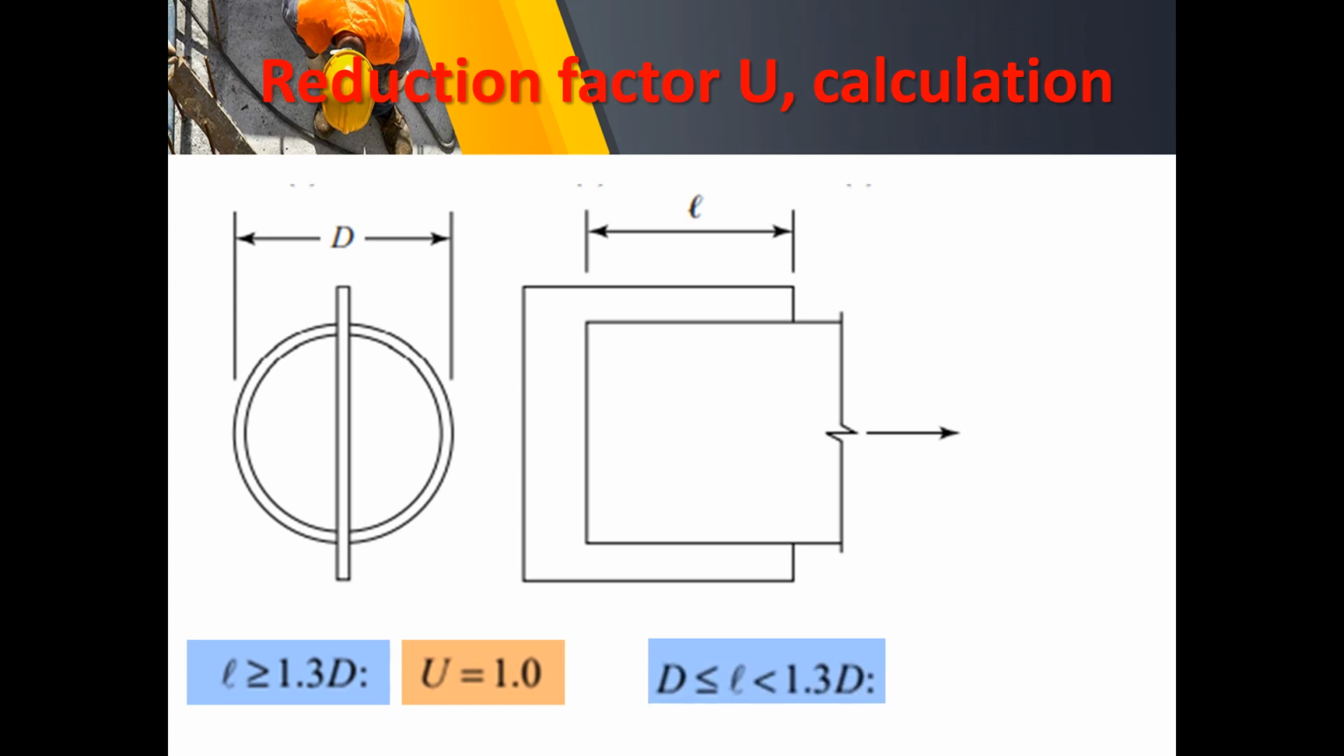Otherwise, if your L is within the range of D up to 130% of D, we will use the general formula: U is equal to 1 minus X bar all over L. Again, X bar refers to the distance of the centroid of the member connected to the plane of connection. Hence, X bar is computed with the formula: the diameter all over pi.